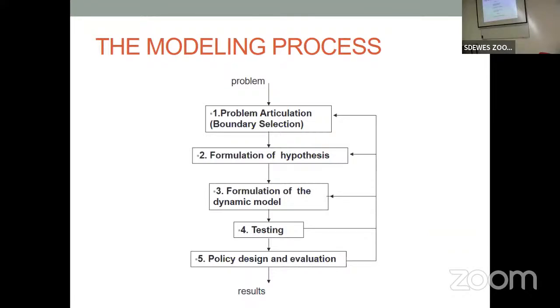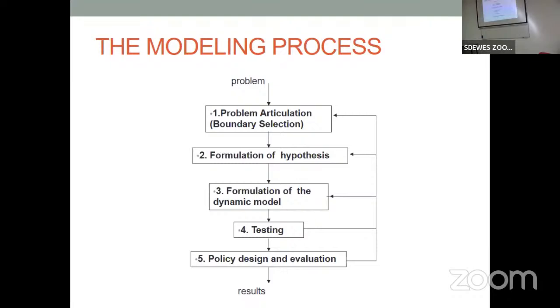Obviously, the starting point is the problem we want to solve, as I mentioned. Then we need to articulate the problem. That means the boundary selection, where is the framework of the problem we want to solve. The second point is the formulation of hypotheses. These hypotheses are the starting point, as I mentioned in the case, for example, of economy, but not only, also in the case of energy or whatever, we need to establish a hypothesis.